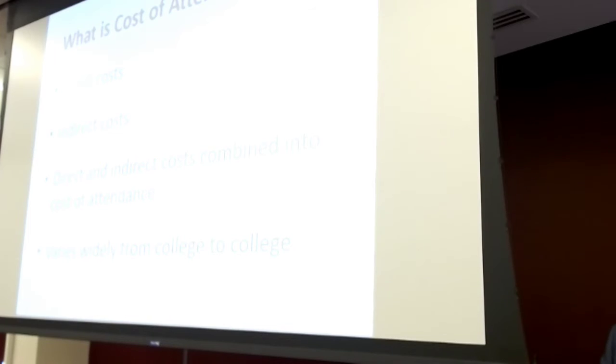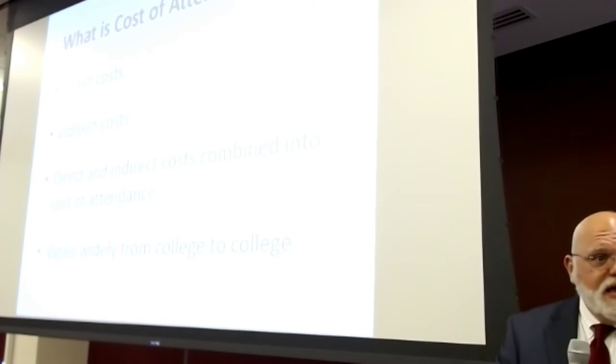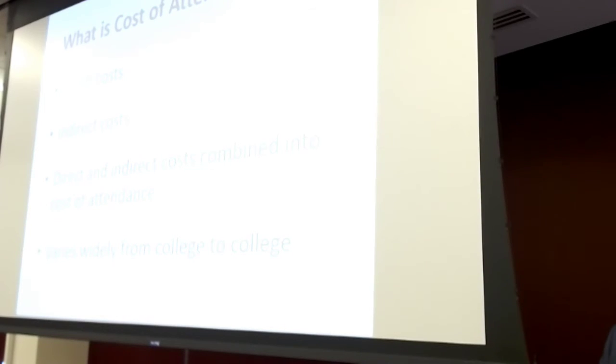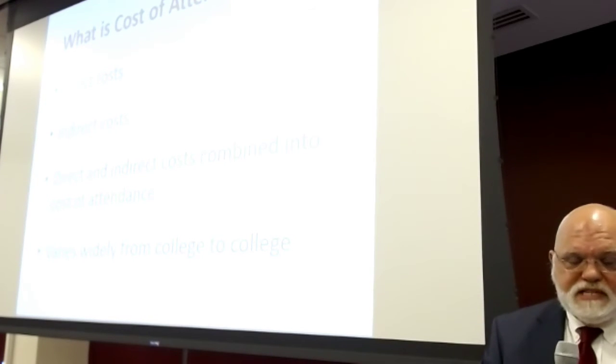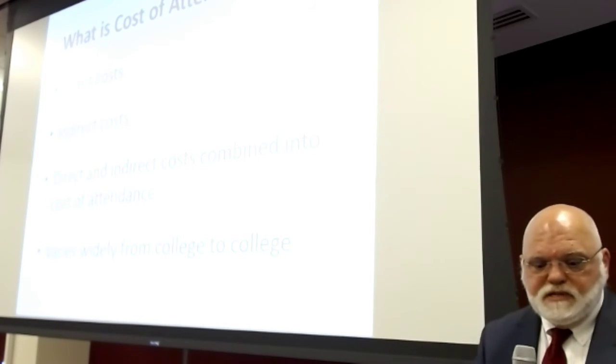Direct costs would be tuition, fees, room and board if the student is going to live on campus. Indirect expenses are books and supplies, personal miscellaneous, and transportation to and from campus. This is the big number we start with when we're calculating eligibility for financial aid. The two numbers are combined to come up with the cost of attendance, and they vary widely from school to school. You have community colleges that are going to have a lower cost of attendance. You have mid-price schools, and you have higher price schools that are going to have a very large cost of attendance.